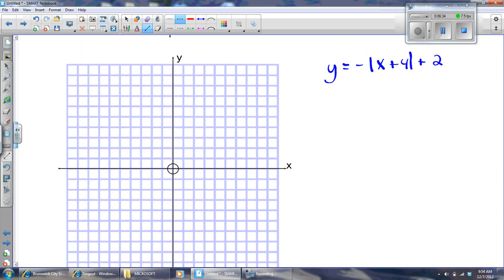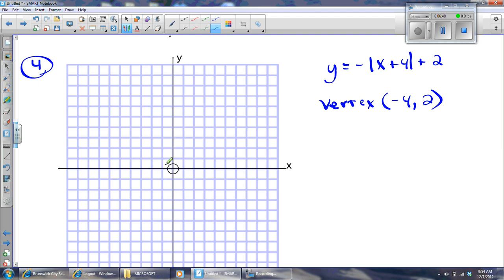This will be number 4. Okay, now, I'm going to find my vertex. I'm going to get a -4 and a +2. So I'm going to go 1, 2, 3, 4, 1, 2, right? Okay, now I got to be careful.